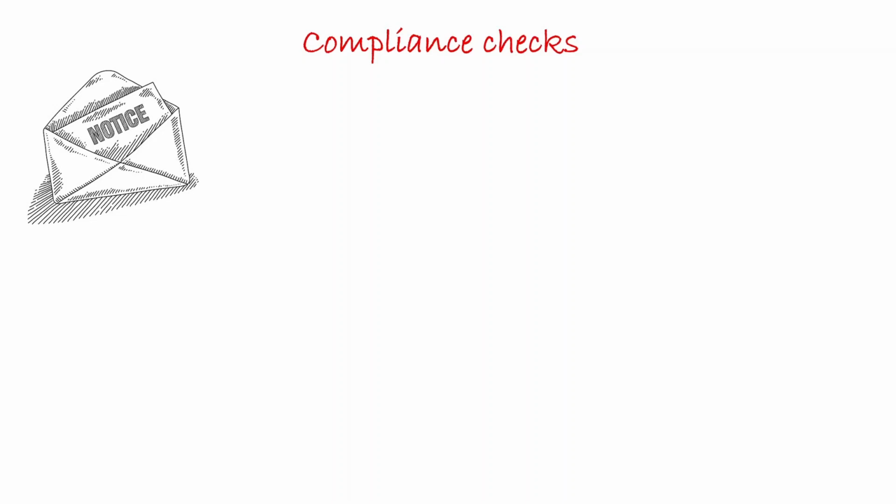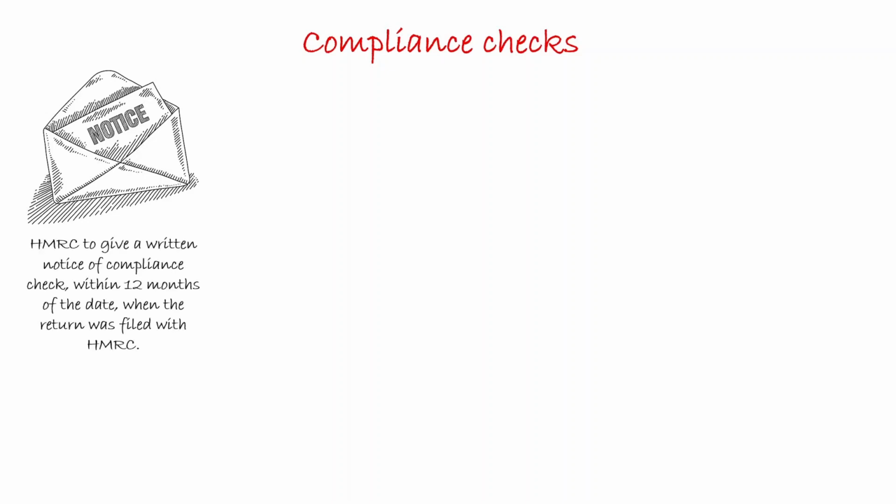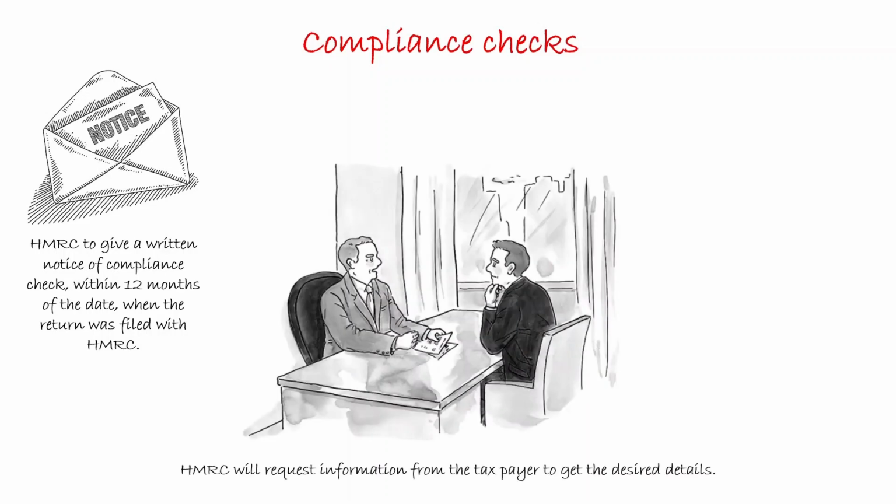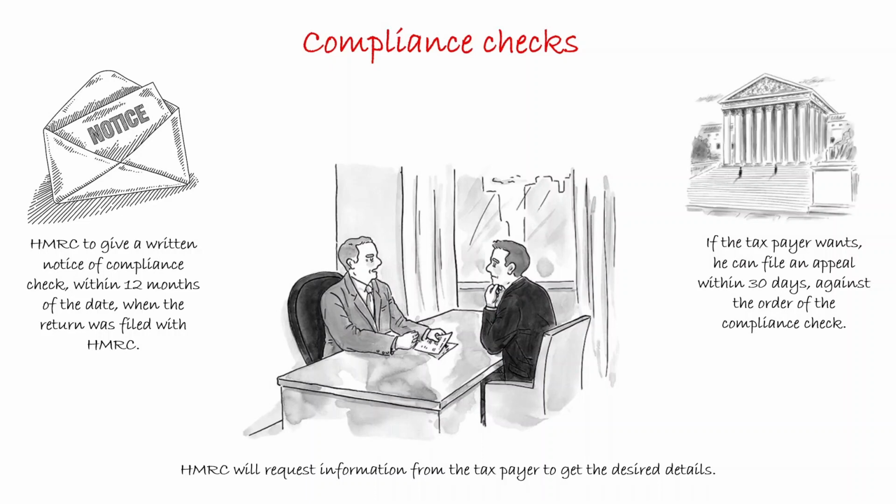Now let's understand, what are compliance checks? HMRC can check the return submitted by the taxpayer to see if the rules of law have been complied with. HMRC will give a written notice for compliance check within 12 months of the date when the return was filed with HMRC. HMRC will request information related to the concerned return only. If the taxpayer wants, he can file an appeal within 30 days against the order of the compliance check.